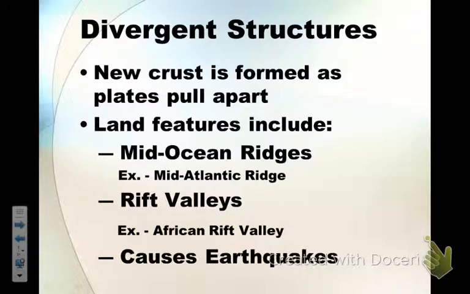The mid-Atlantic ridge is the underwater mountain range underneath the Atlantic Ocean. There are also rift valleys, like the African Rift Valley. They can pull apart and form a very, very deep hole in the ground, so magma doesn't need to come up every single time. It can also cause earthquakes as well. You don't need to write this down.